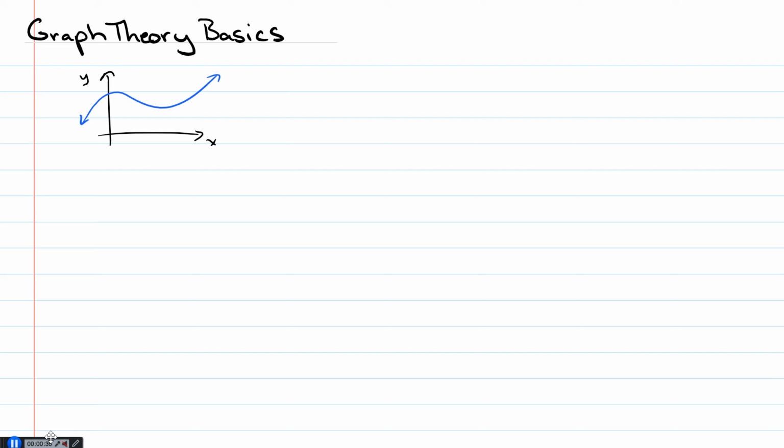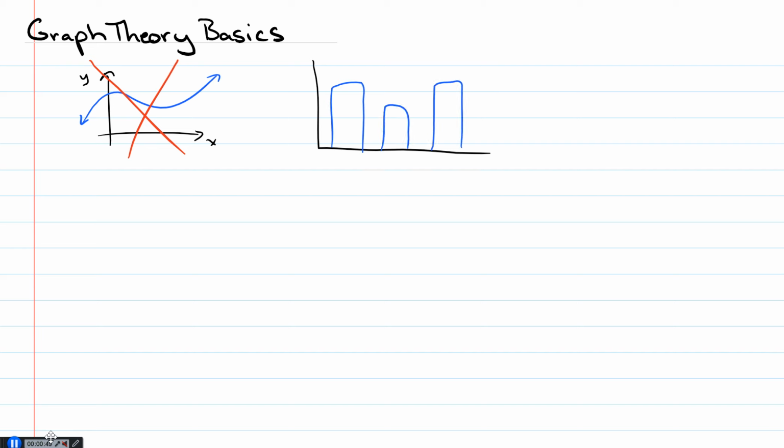And that's not the type of graph that we're dealing with here. So that is absolutely a graph, but that's not what we're talking about. Another idea that you might have about graphs could be bar graphs. That's something that we see a lot when we're talking about different types of data. We can compare things using bar graphs. And also, bar graphs are not what we're talking about with graph theory.